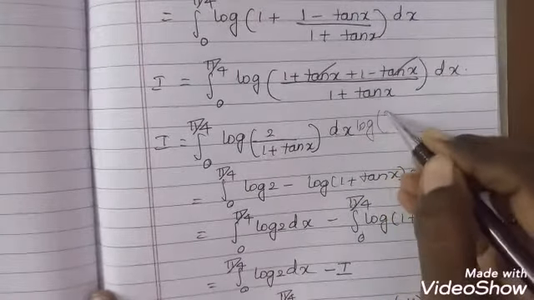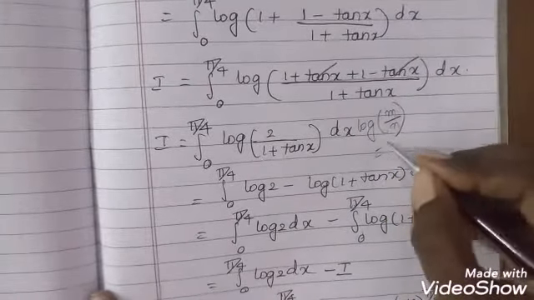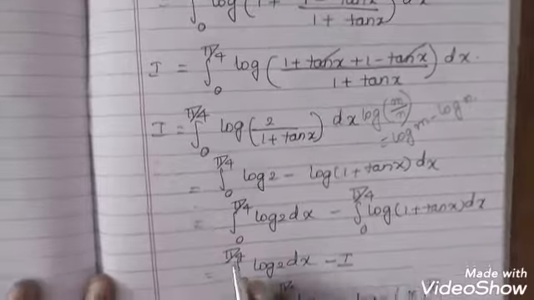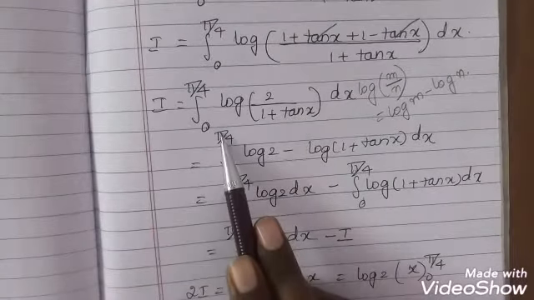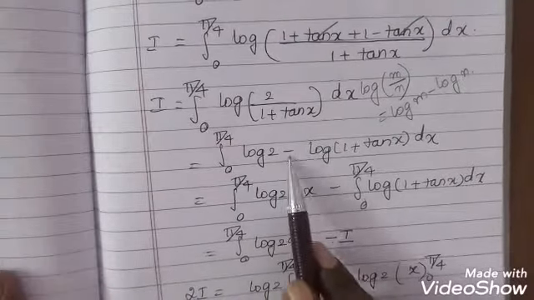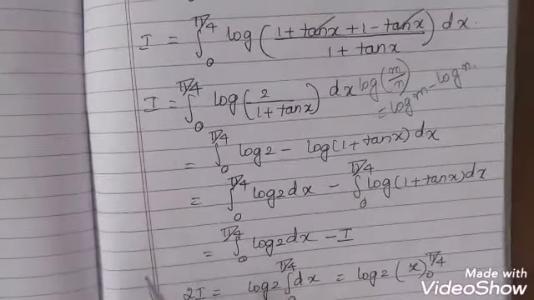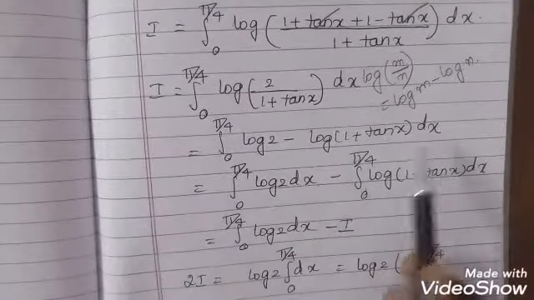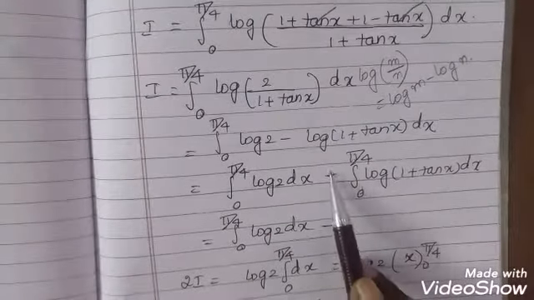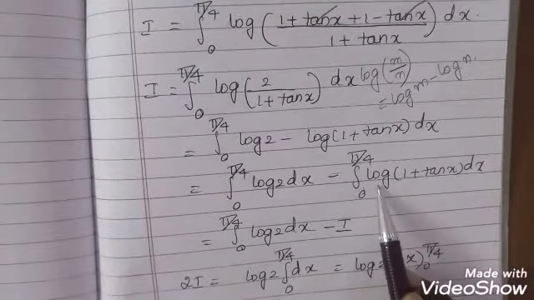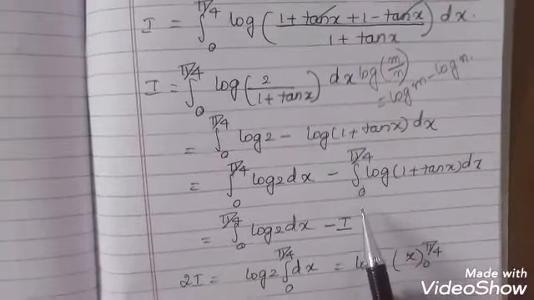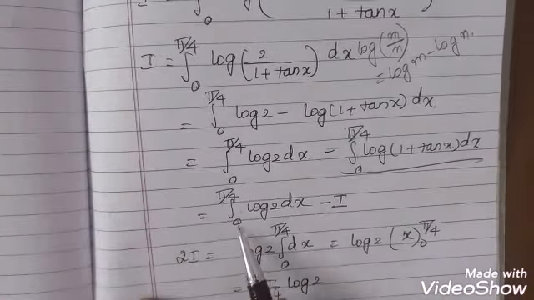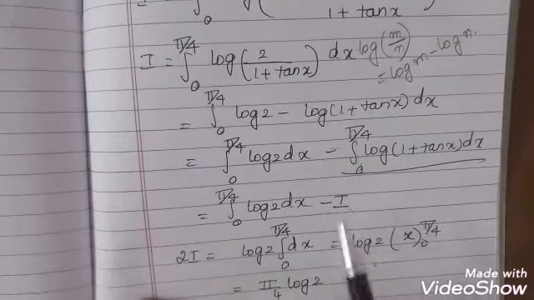I'm going to make use of this logarithmic rule. Log of m by n. What is log of m by n equal to? It's nothing but equal to log m minus log n. This is a rule we have here. So using that, I can write it as integral over 0 to pi by 4 of log 2 minus log of 1 plus tan x dx. This is what you get here. So this is equal to integral over 0 to pi by 4 of log 2 dx. I've just split it as two separate integrals, minus integral over 0 to pi by 4 of log of 1 plus tan x dx. This is what you get here. Okay. Now what happens to this one here? It's nothing but minus I you have here. Integral over 0 to pi by 4 of log 2 dx minus I.